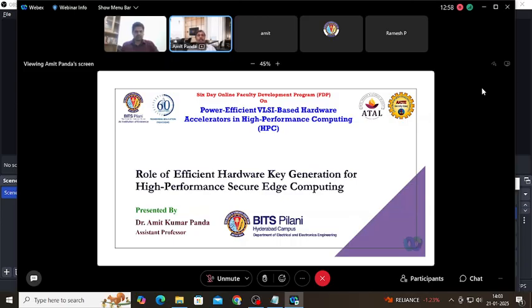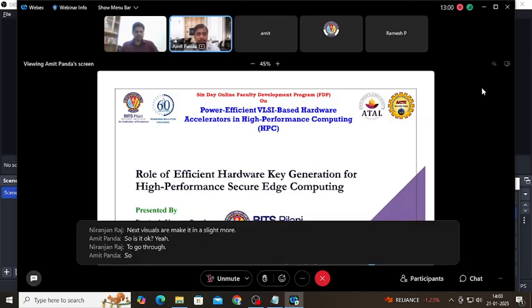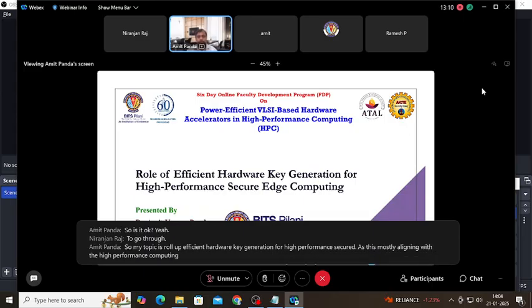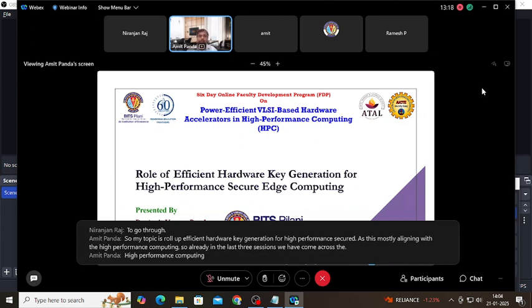Okay. So my topic is the role of efficient hardware key generation for high performance secure edge computing. As this mostly aligns with high performance computing, already in the last three sessions, we have come across high performance computing in different ways.